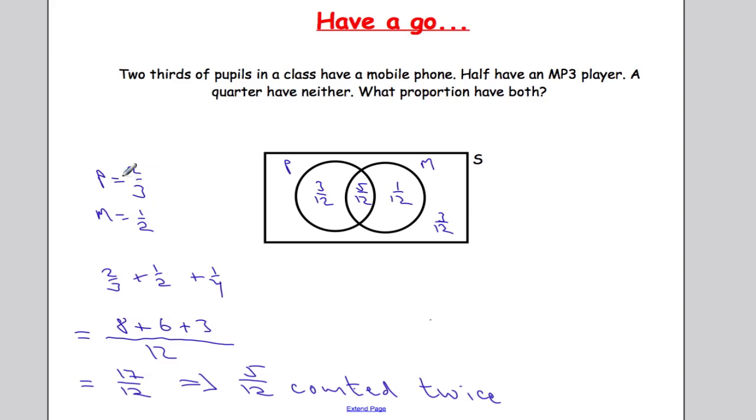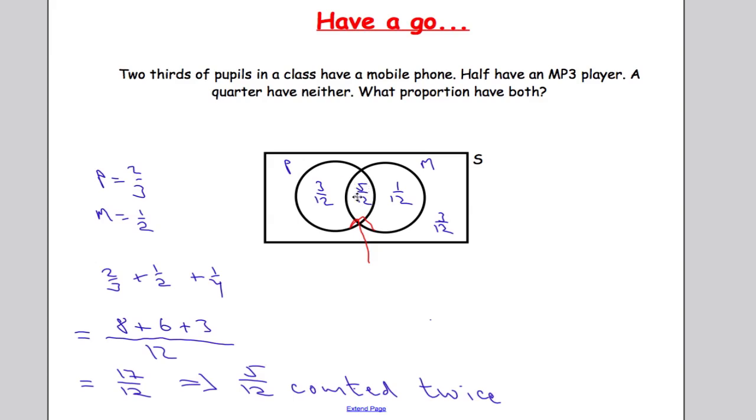I know that 2/3 have a mobile phone, which I've denoted P. Half have an MP3 player, which I've denoted M. And I also know that 1/4 have neither. So if I add all the proportions I have, 2/3 plus a half plus a quarter, that gives me 8/12 plus 6/12 plus 3/12. That means I get 17 out of 12. That means that 5 out of 12 were counted twice. So that's how I know that the intersection is 5 out of 12.